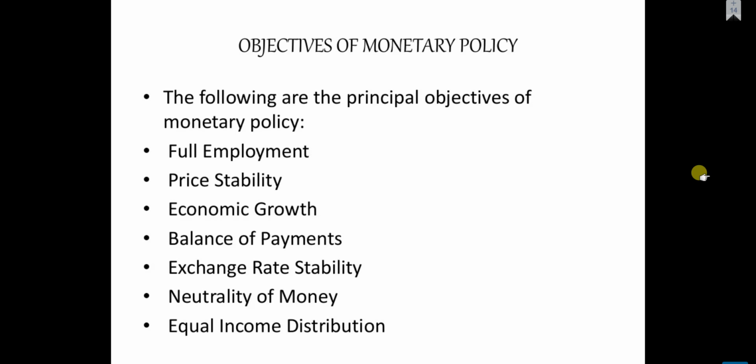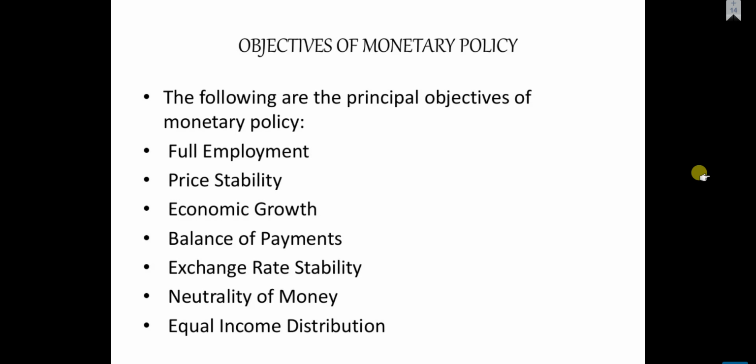The third is economic growth. One of the most important objectives of monetary policy in recent years has been the rapid economic growth of an economy. Economic growth is defined as the process whereby the real per capita income of a country increases over a long period of time. The fourth objective of monetary policy is the balance of payments. Another objective since the 1950s has been to maintain equilibrium in the balance of payments.